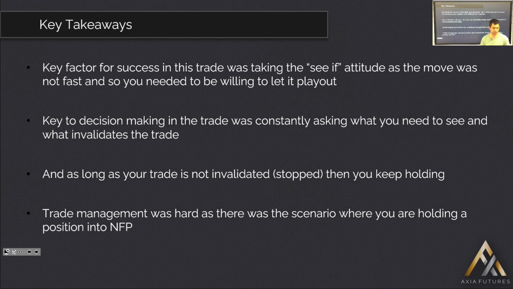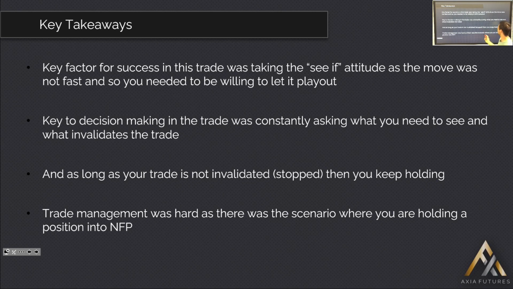The next bit, the key to the decision making in the trade, was constantly asking what I need to see, and what invalidates the trade. So I had that control block and I took that first lot off a little bit early. Then it came all the way back down, nearly to my invalidation point. But because I asked, well, what do I need to see? I need to see it come back through there and break the buyers if I'm going to get out. And it didn't do that. So, just constantly asking, where am I wrong? What do I need to see? It didn't show me anything that invalidated the idea, and because of that, I stayed in.